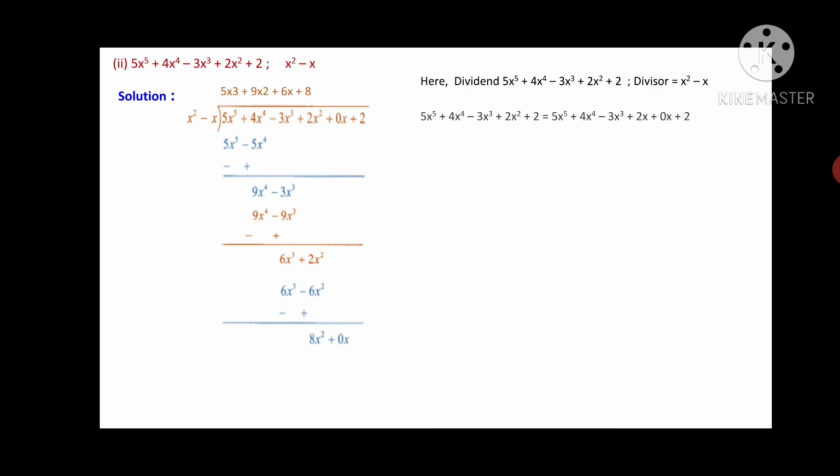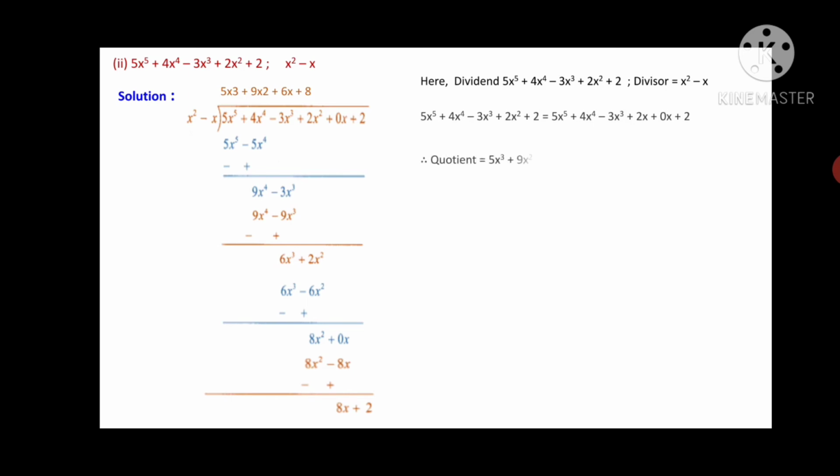So when 8 is multiplied by x square minus x, that gives you 8x square minus 8x. So 8x square and minus 8x square cancel. 0 plus 8x, 8x and 2 taken from the top. So 8x divided by x square is not possible. Therefore now 8x plus 2 will become the remainder.